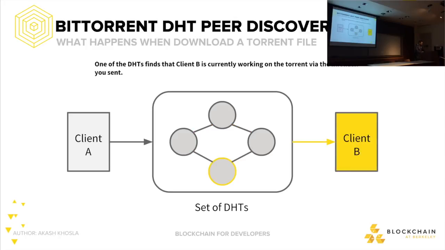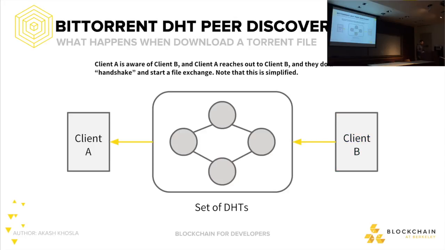So you're successful. One of the DHT ends up finding that client B is currently working on the torrent via the info hash you sent, and then client A is made aware of client B from the DHT. Client A reaches out to client B, and they do a handshake and start some kind of file exchange. This is a pretty simplified overview, but I think this sets the grounds for what we're going to eventually talk about.